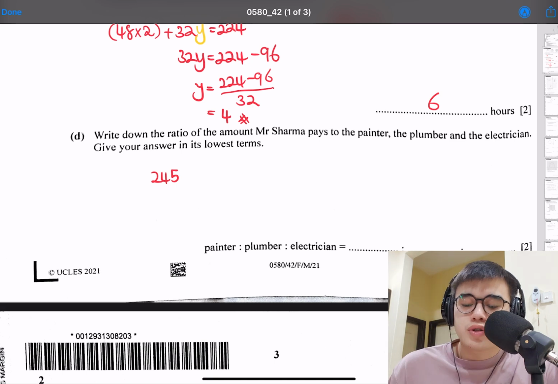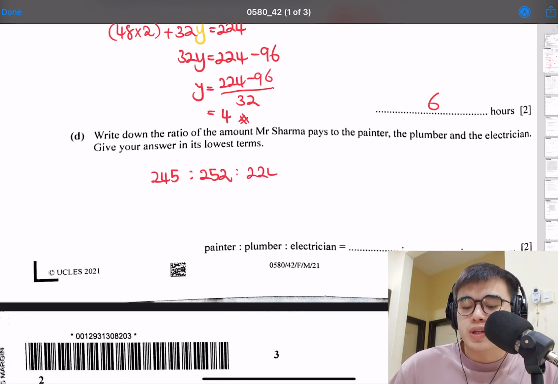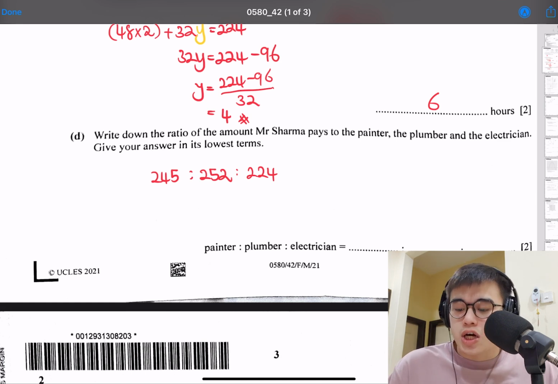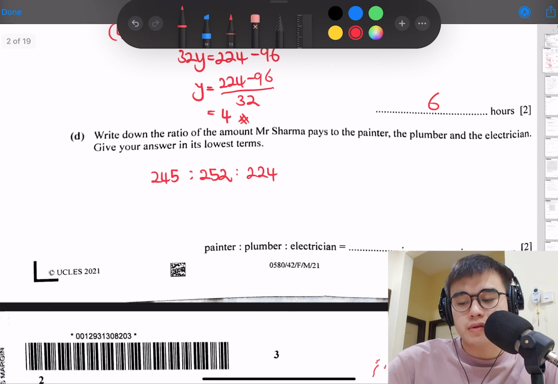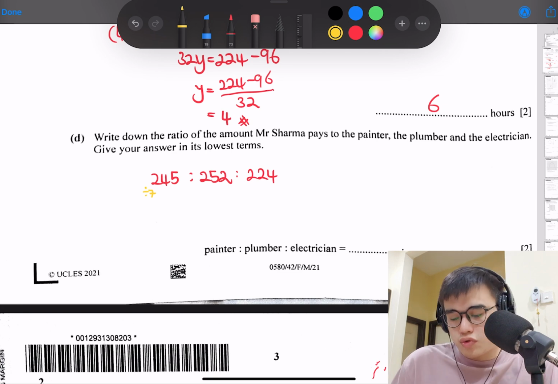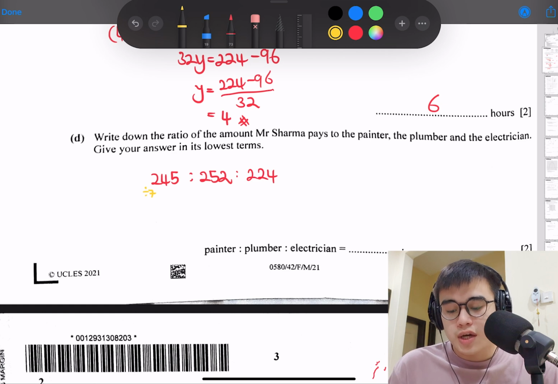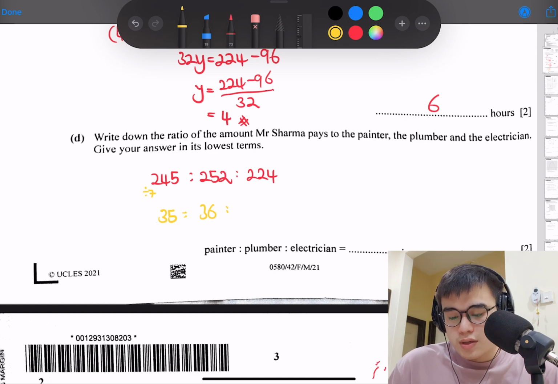Next, write down the ratio of the amount that Miss Sharma paid to the painter, plumber, and the electrician. For the painter, we got 245. For the plumber, we paid 252, while for the electrician we paid 224. Since they wanted the lowest terms, let me give it a try. After multiple attempts, I figured out that the answer we should be getting is by dividing everything by 7. So 7 is actually the common factor among all these numbers. So you should be getting 35 followed by 36 and 32.